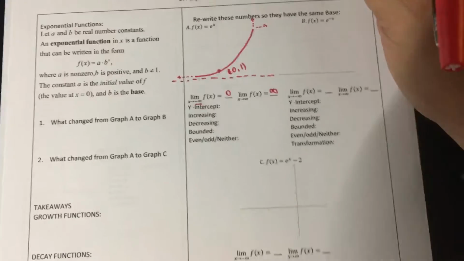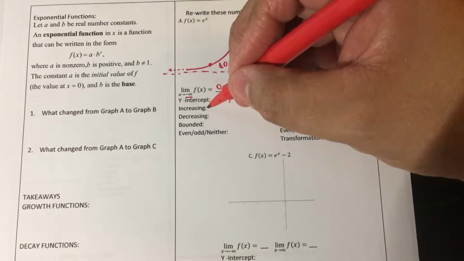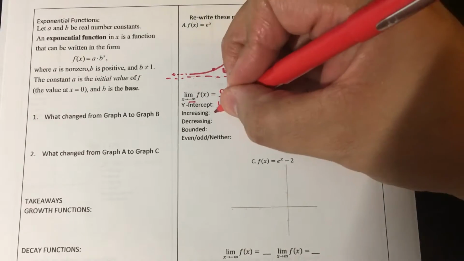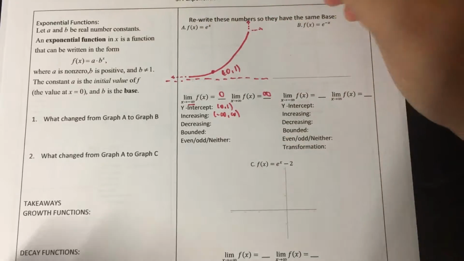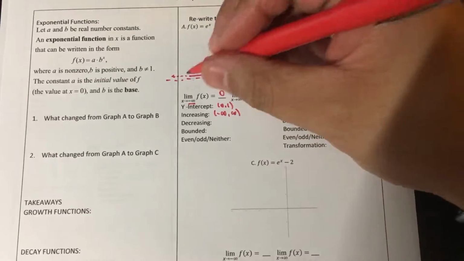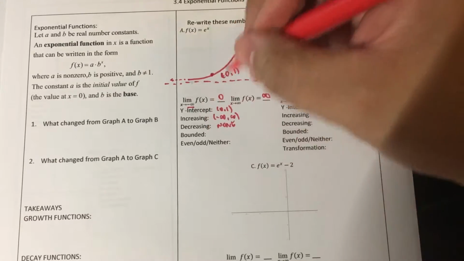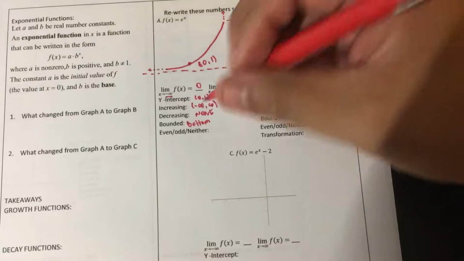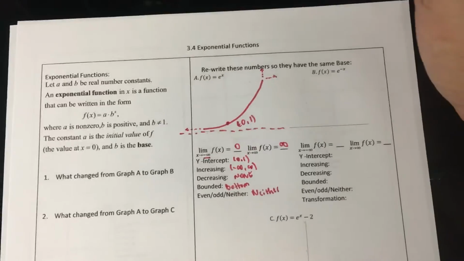I do have a y-intercept. It's at 0, 1. I do have increasing and decreasing. I am increasing in this whole thing, so from negative infinity to positive infinity. Decreasing, well, here I don't decrease. I don't come back down, so none. I am bounded on the bottom. And this is a neither function, so it doesn't have any symmetry.